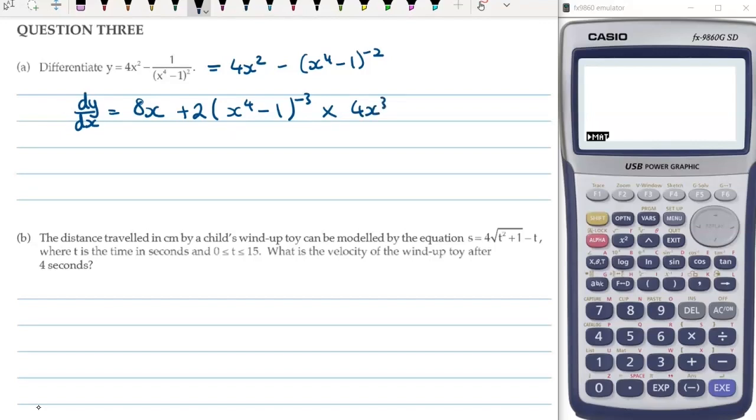If you want to tidy that up, we would have 8x plus, we've got an 8x cubed over x to the 4 minus 1 cubed. Although it's not necessary to do that step, you can leave it as this first line here.